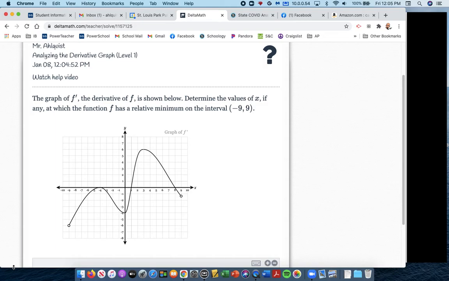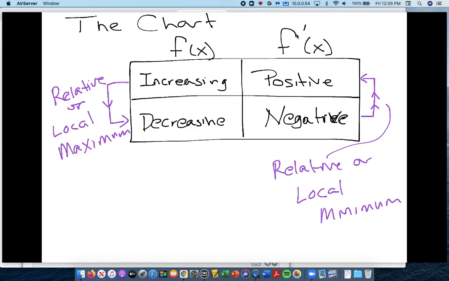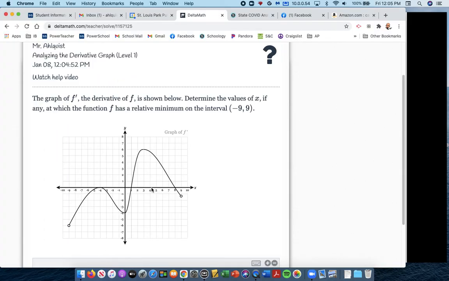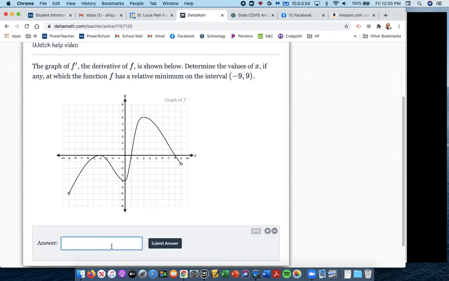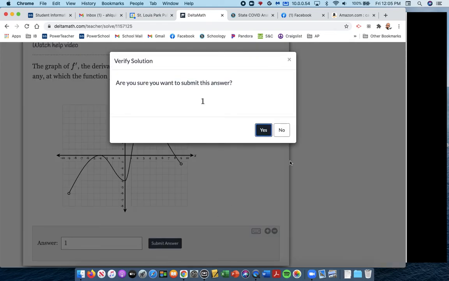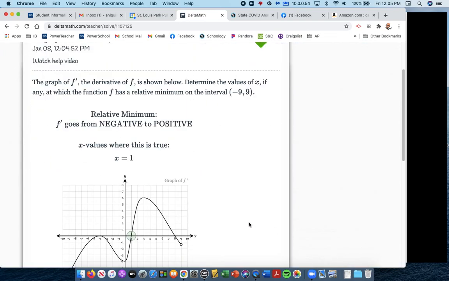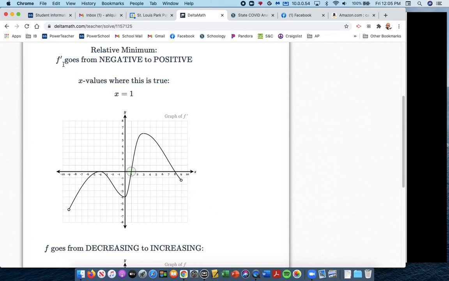Determine the values of x, if any, at which f has a relative minimum. Now, if we're going to have a relative minimum, go back to your chart. A relative minimum occurs when the derivative goes from negative values to positive values. If you look at that, these are negative values before 1 and positive values after 1. So 1 produces a relative minimum because f prime goes from negative to positive.